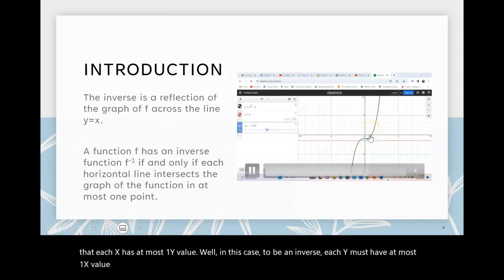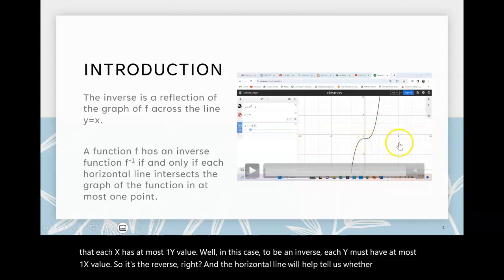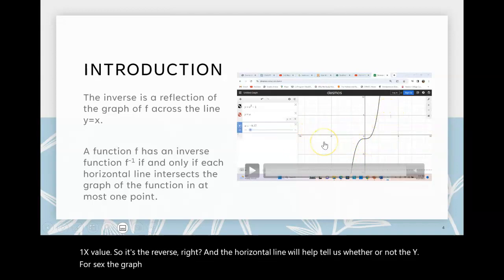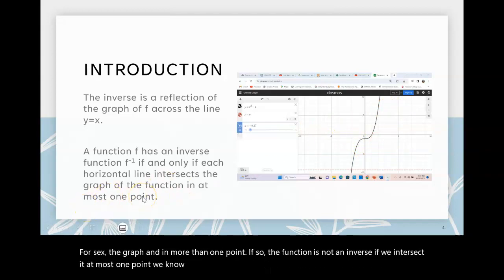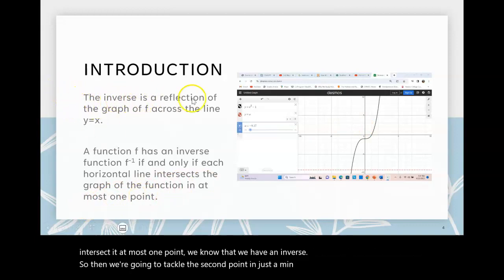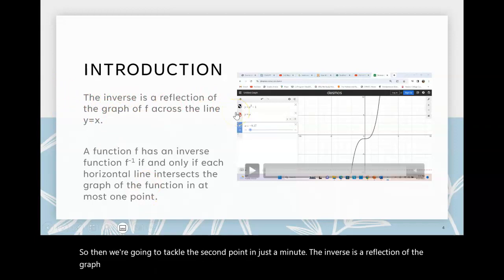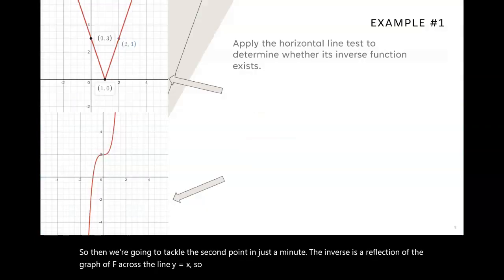So it's the reverse, right? A horizontal line will help tell us whether or not the y intersects the graph in more than one point. If so, the function does not have an inverse. If we intersect it at most one point, we know that we have an inverse. Then we're going to tackle this second point in just a minute. The inverse is a reflection of the graph of f across the line y equals x. So hold on to that thought.